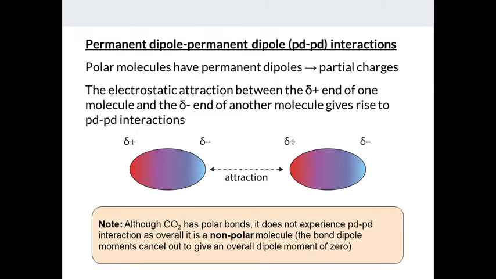Let us now take a look at PD-PD interactions. Polar molecules have permanent dipoles resulting in partial charges. The electrostatic attraction between the partially positive end of one molecule and the partially negative end of another molecule gives rise to PD-PD interactions.